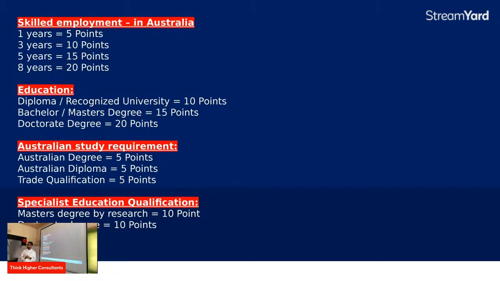So study in Australia leads to how many points? Specialist education, then we have study requirement points. Obviously you're getting diploma, bachelor's or master's, whatever you're doing, points as well. And there's another additional points.